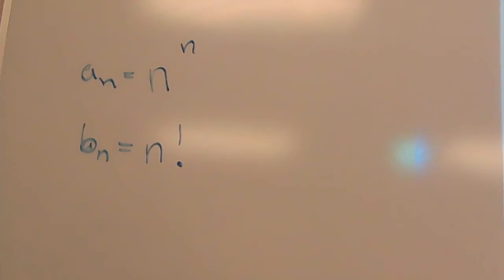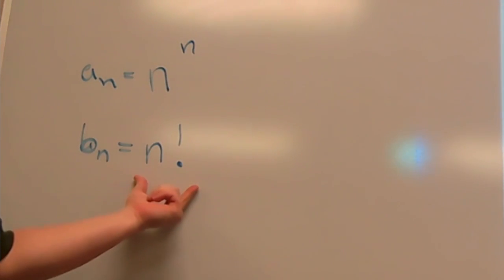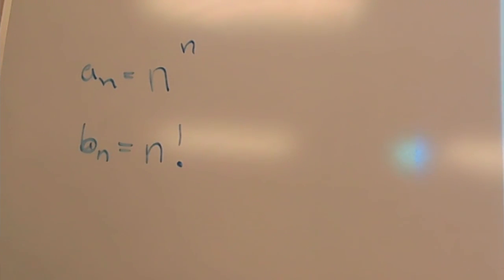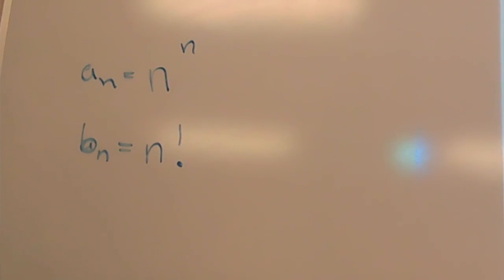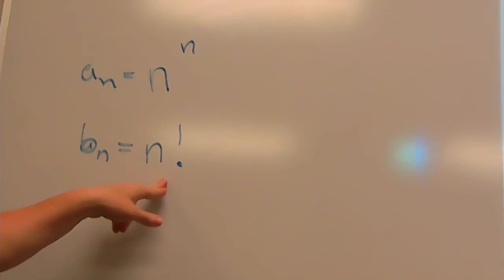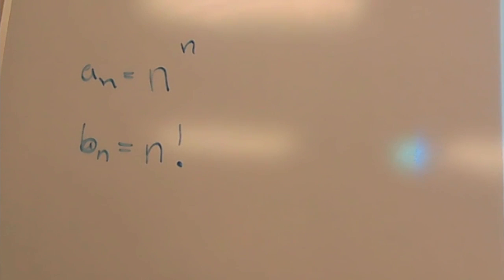Well, notice this is a product of n things, n factors, 1 through n. This is also a product of n things. Because this is n times n times n, n times. So in both cases you have the same number of factors. But the n to the n has greater factors, because all of them are n. Whereas in n factorial, only one of them is n, and all the rest are less than n. So from that point of view, it's clear to me that this is going to increase faster than that.